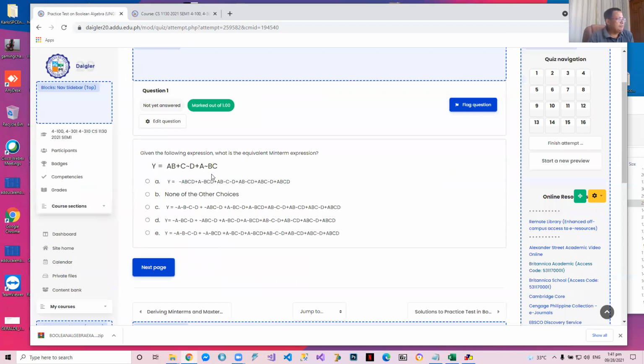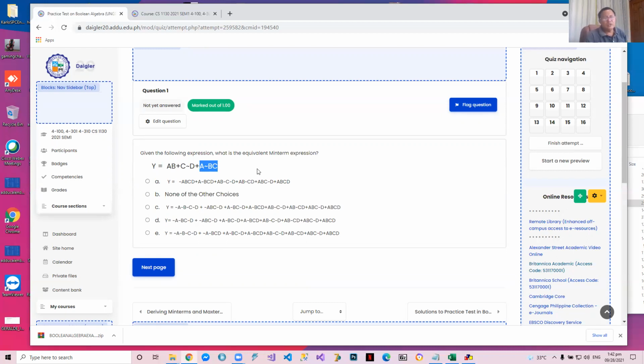Now, the first term, A, B, is not a minterm because it doesn't have the variable C. C, not D is not a minterm because it doesn't have the variables A and B. A, B lacks C and D. And the second term is not a minterm because it lacks A and B. The third term is not a minterm because it lacks D. Do you follow, everyone?